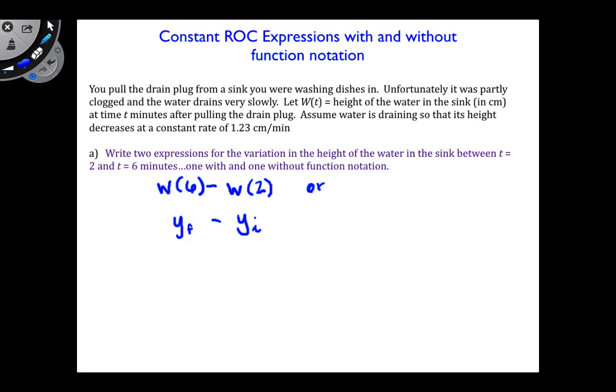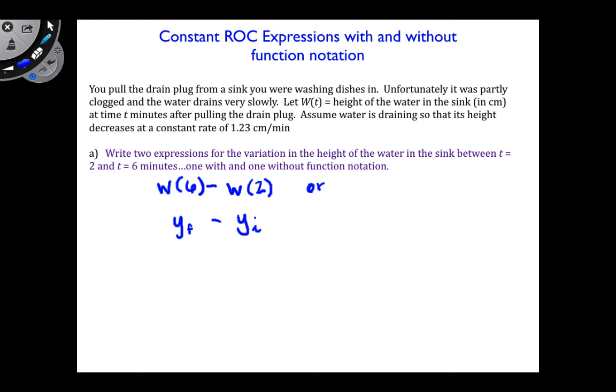Now, W of 4 would be the same value in this case, but W of 4 means the height of the water in the sink at 4 minutes. It wouldn't be the same thing here because we're not starting at height 0. It is constant, but I don't even know what the height started at. Maybe it was 1,000,000 centimeters at time 0. So by time 4, it's a lot. Whereas during this 4-minute interval, how much did the height of the water change?